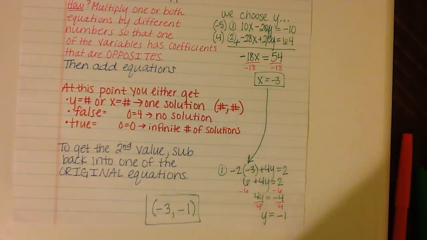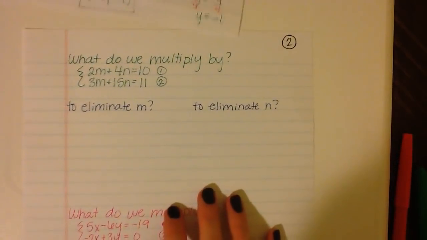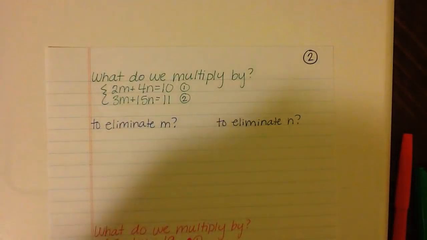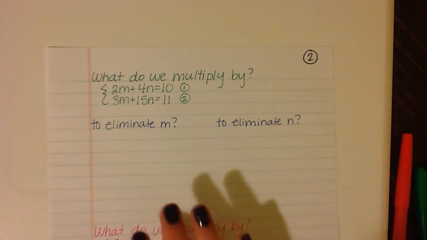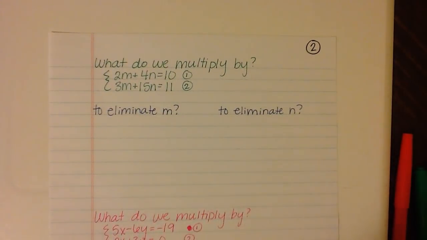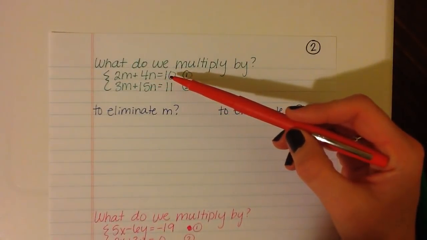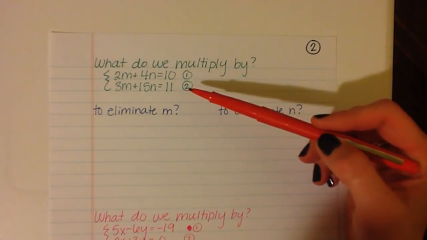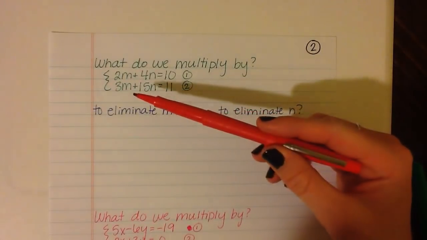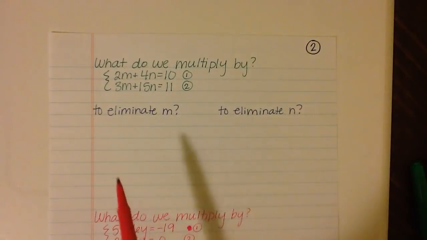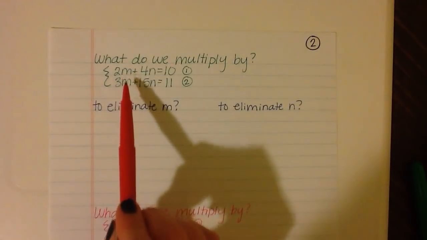So now we're going to look at how we decide what we multiply by. Our first set of equations: our first one is 2m plus 4n equals 10. The second one is 3m plus 15n equals 11. So let's look at how we're going to eliminate the m's.